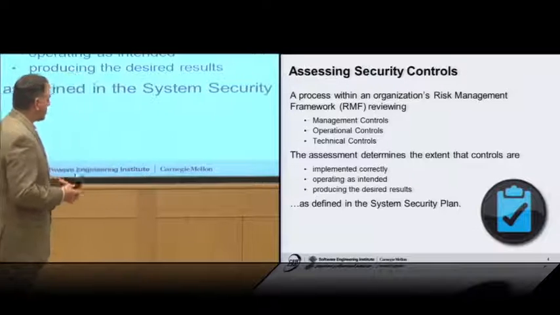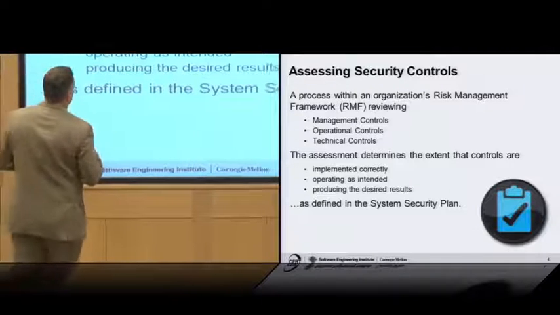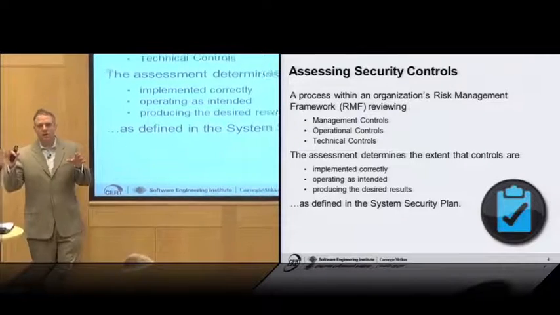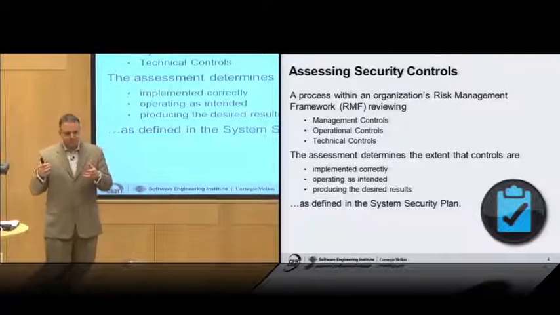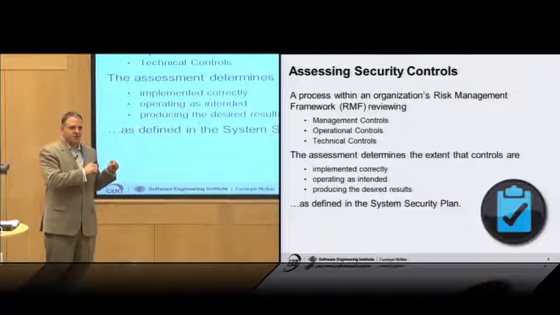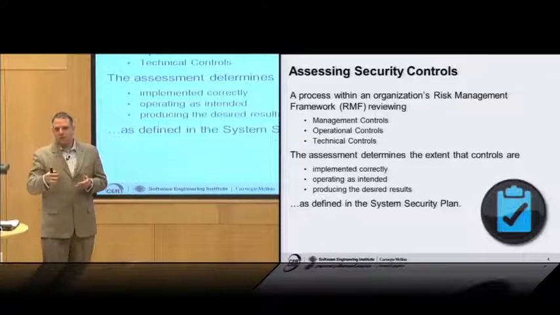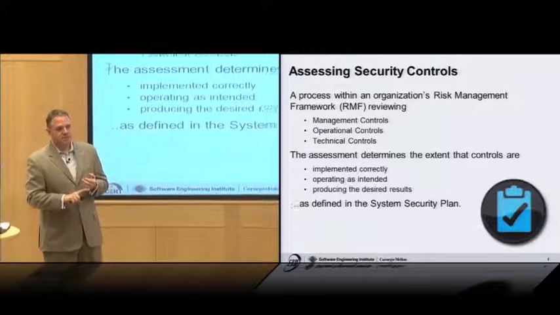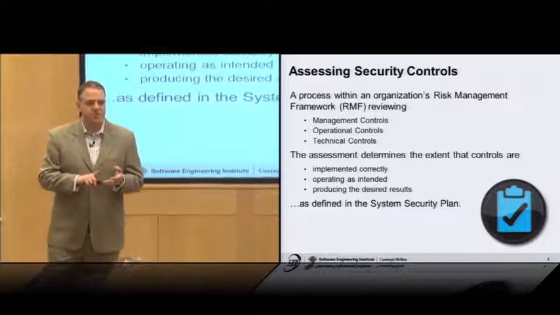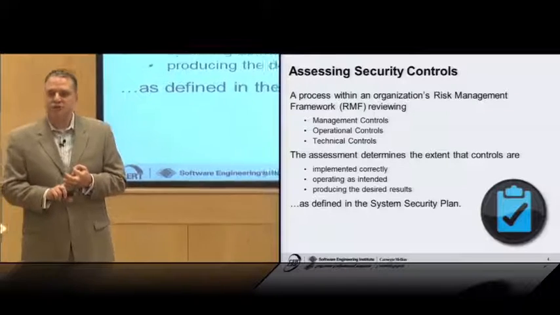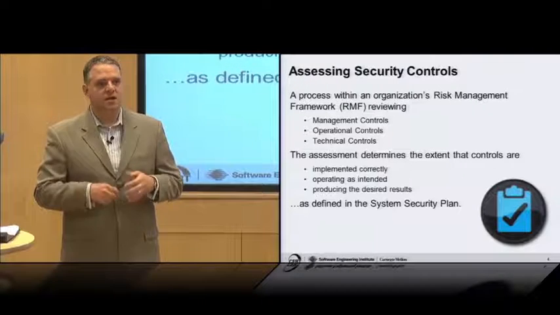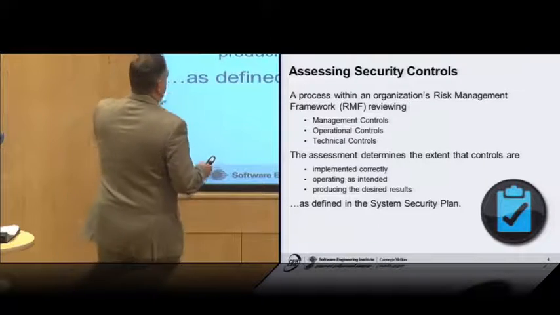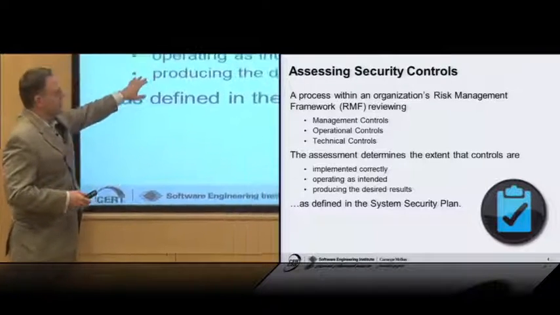Understand that all of this should be part of your existing risk management framework. So whatever program you have for risk management, assessing security controls is a fundamental part of that process, where you're going to look at the management controls, the operational controls, the technical controls that you have in place, and see how effective they are. Essentially, you're trying to answer these three questions right here.